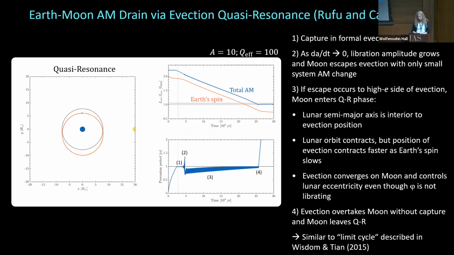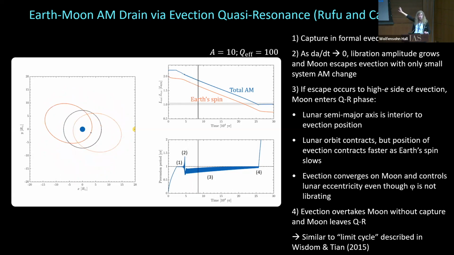So once it's captured in evection, you can see its eccentricity growing. It's maintaining this alignment. It's in resonance proper. And during that phase, some angular momentum is lost. At this point, the moon is nearing the point at which its orbit begins to contract. And near that point, the libration amplitude increases and the moon escapes the resonance. And this angle starts circulating, which you can see in the shape on the plot.